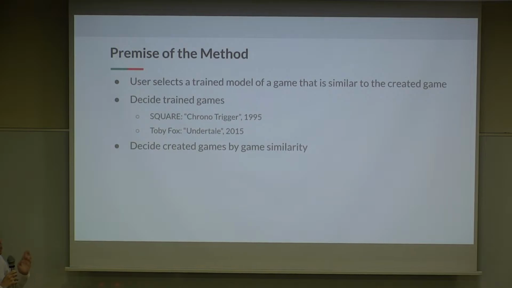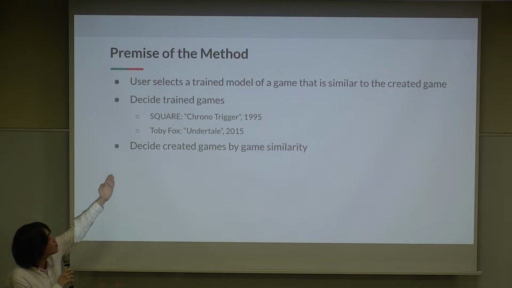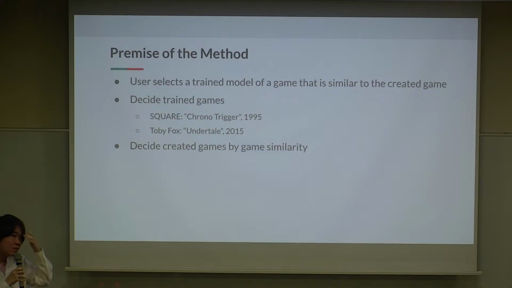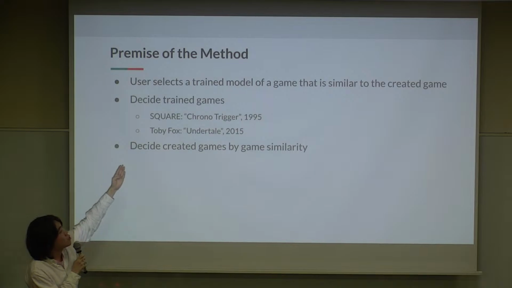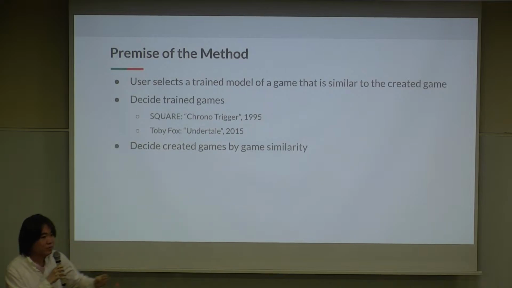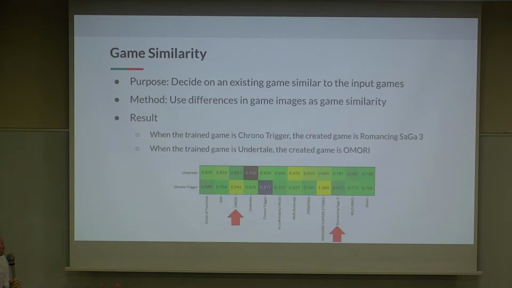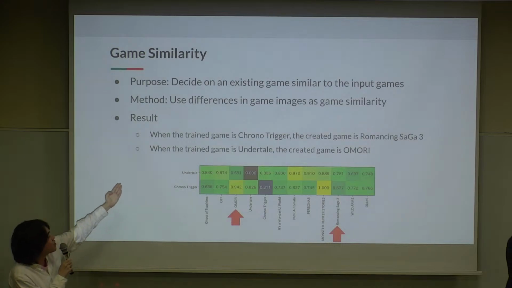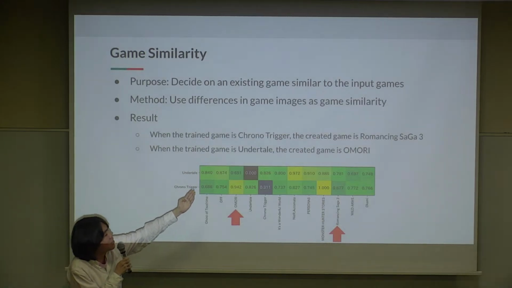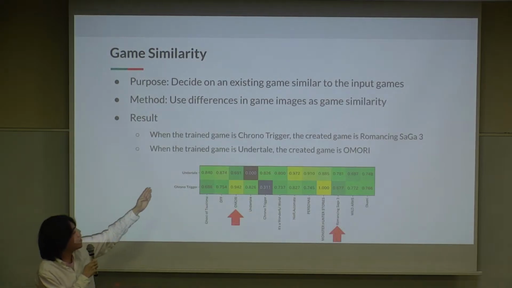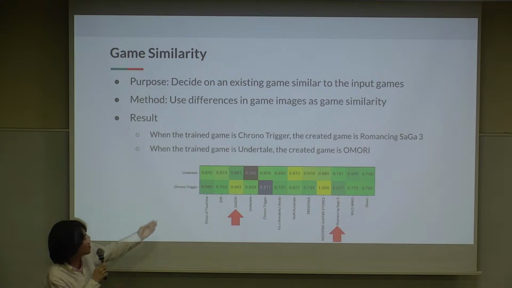So for the experiment, we have to decide the trained game and the created game. We decided the trained games as Chrono Trigger and Undertale. Then we have to decide the created game by game similarity. This is the result. When the trained game is Chrono Trigger, the created game is Romancing Saga 3. And when the trained model is Undertale, the created game is Omori.